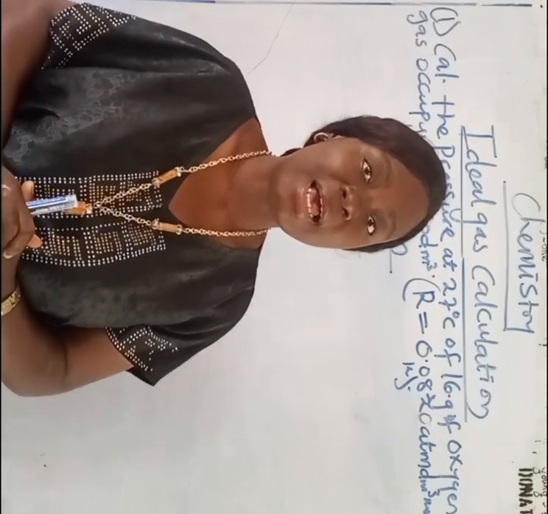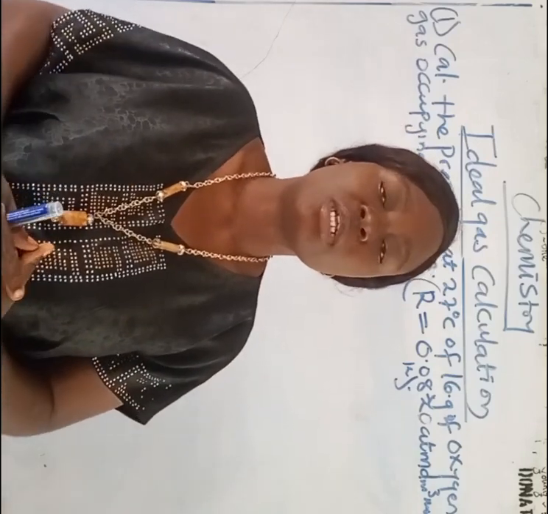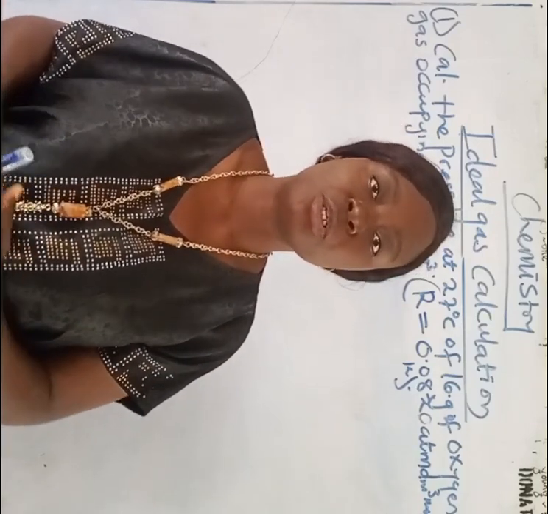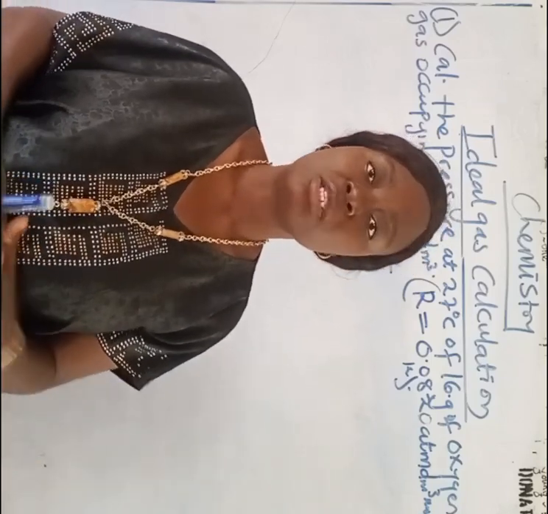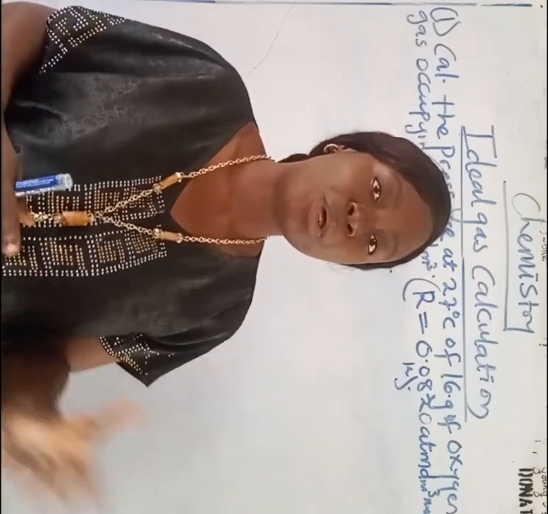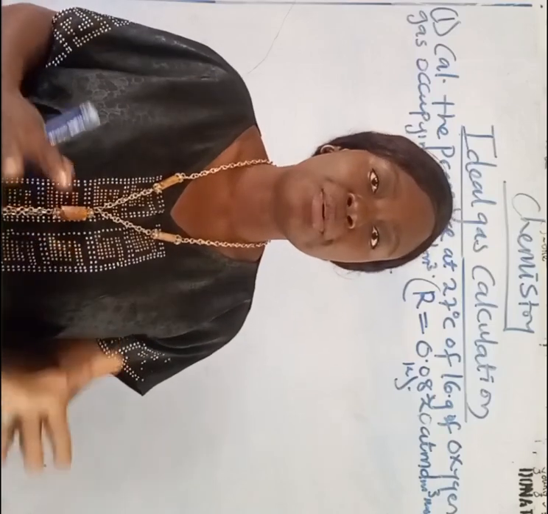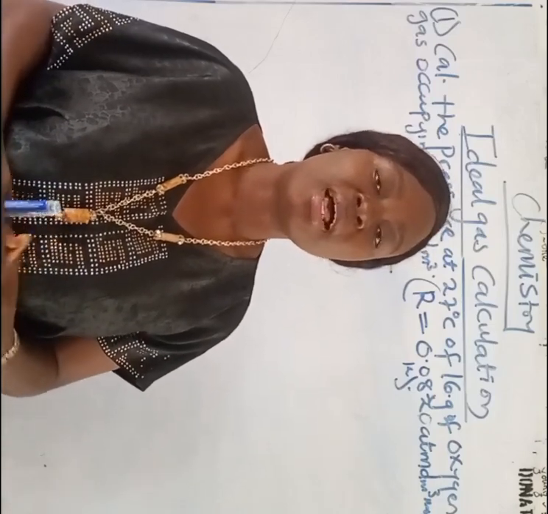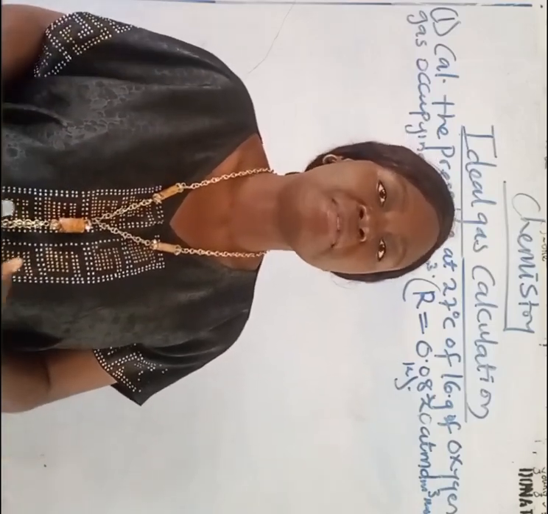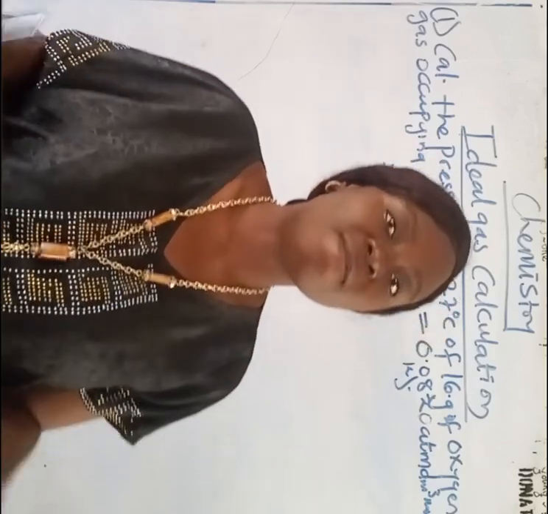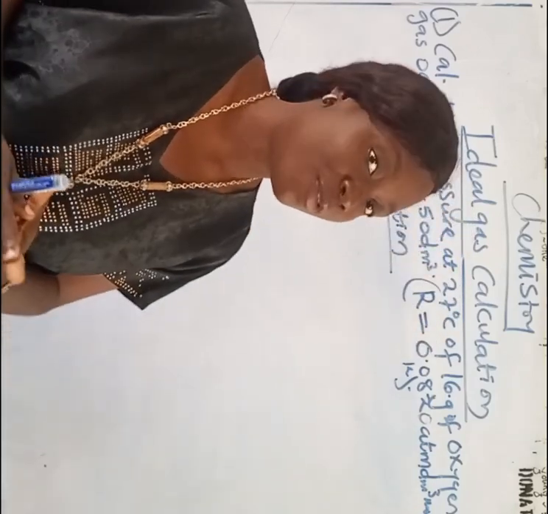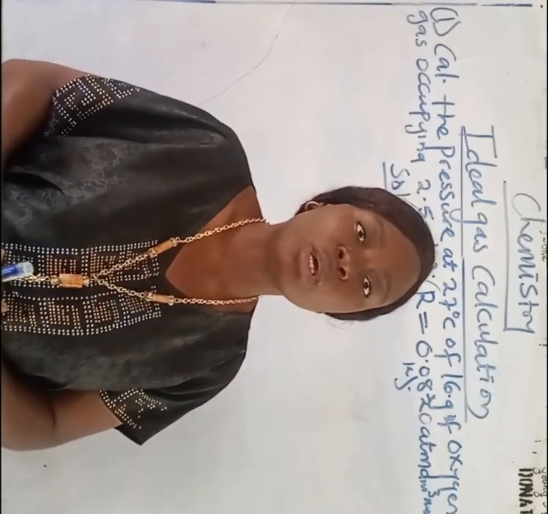So the ideal gas calculation entails the pressure, the volume, the number of moles, the gas constant of 0.0820, and the temperature as well in Kelvin. So there are some basic conversions that are expected of us to do before we go into the calculation.